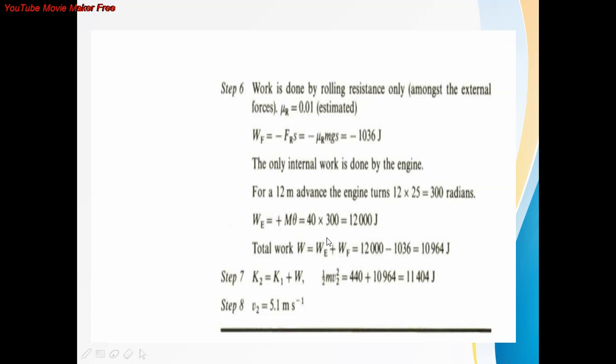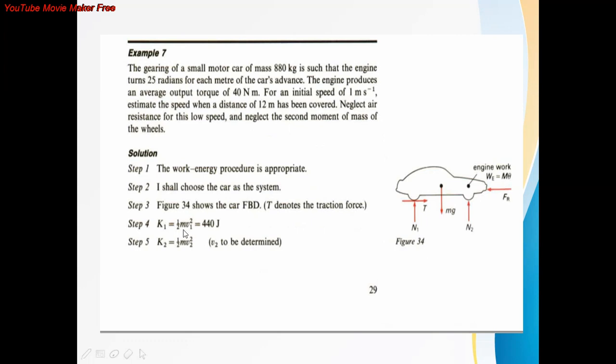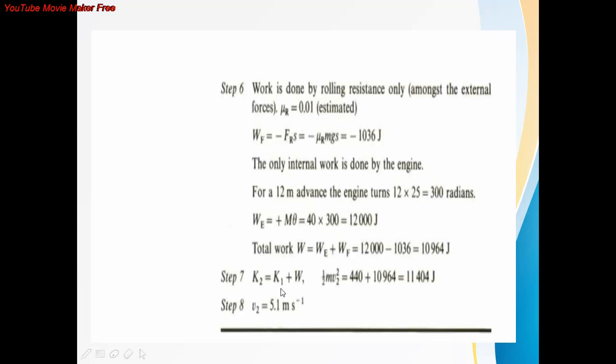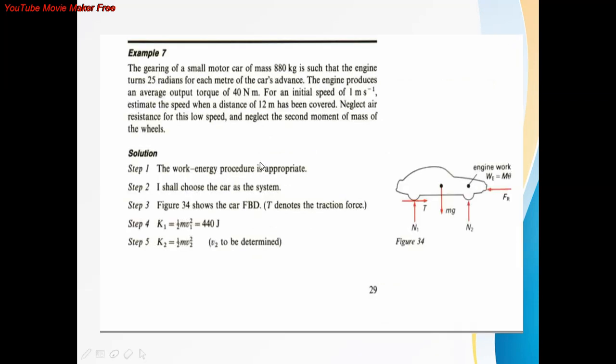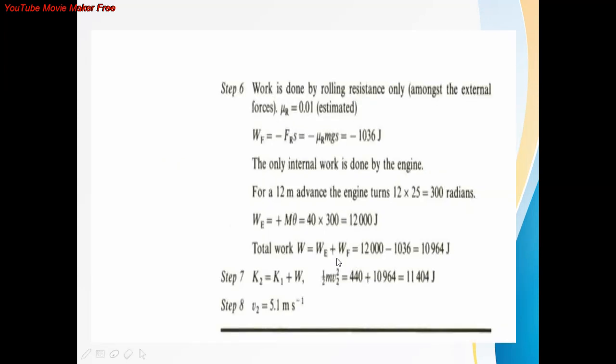So total work done will be equal to this work done plus this work done, and finally when we put in the values, we get the answer 10,964 joules. We know the total work done, we know the initial kinetic energy, and we put them in this formula to get the final kinetic energy, which is equal to 11,404 joules. We know the mass here is 880 kg. If we put this mass here, we get the final velocity, that is 5.1 meter per second.